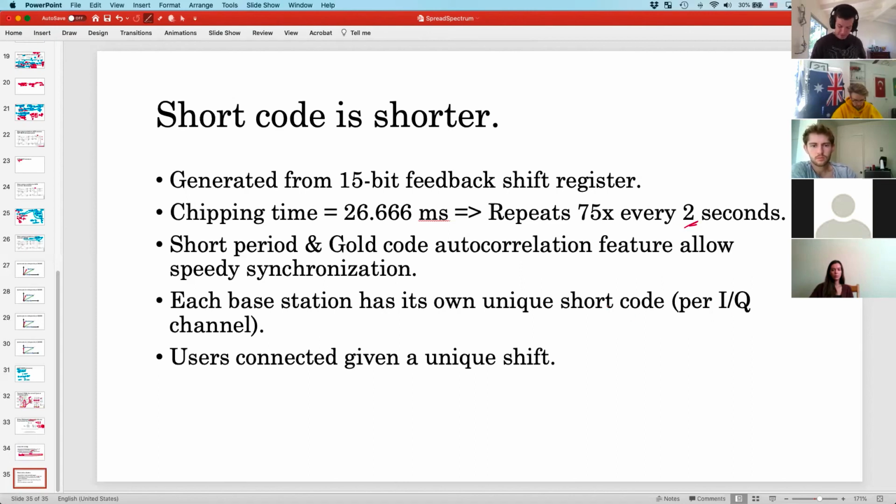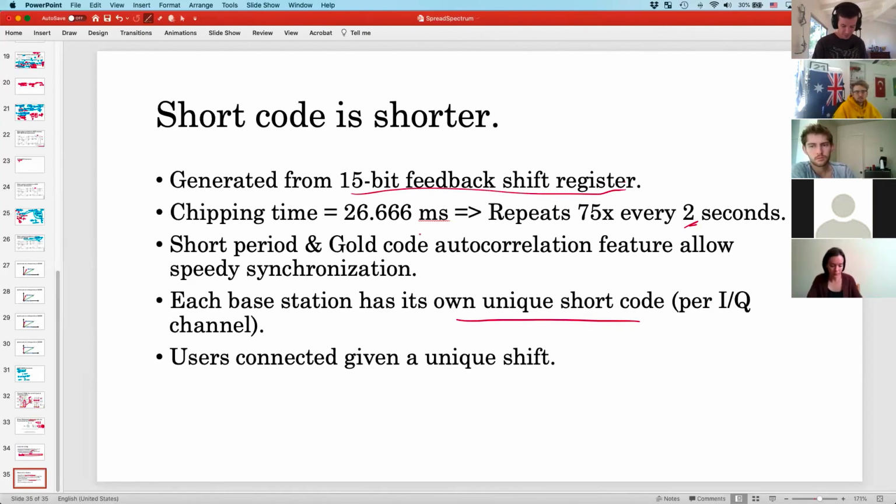The other kind of neat thing is that the base station will have its own short code per IQ channel. So we all talked about a single code, but you can also talk about doing this per in-phase and quadrature channel. It's the same idea. And then everyone is given a unique shift once they've connected. So to this very same sequence, again, we're going to identify user 1 as a shift of 5 bits, or 5 shifts. User 2 would be a shift of 17 bits.